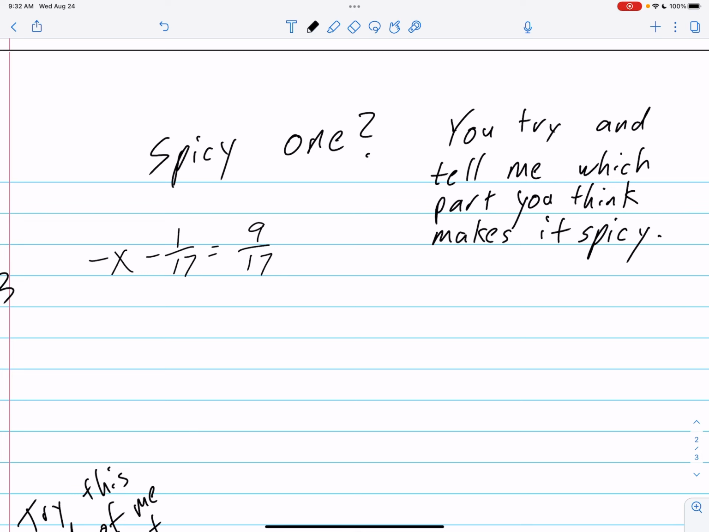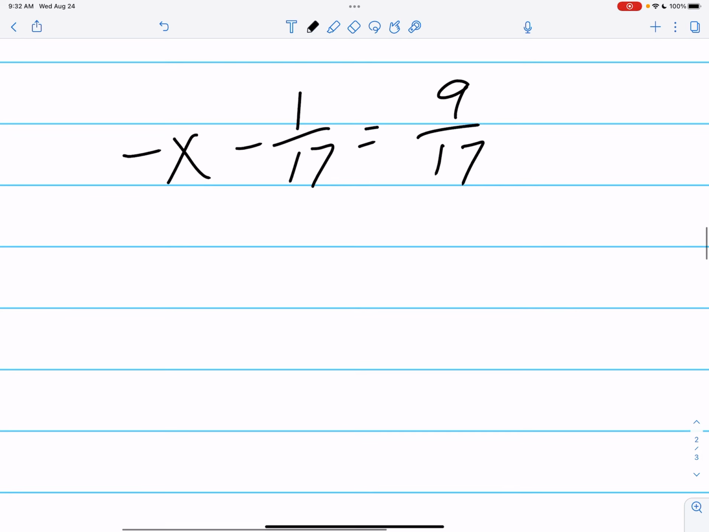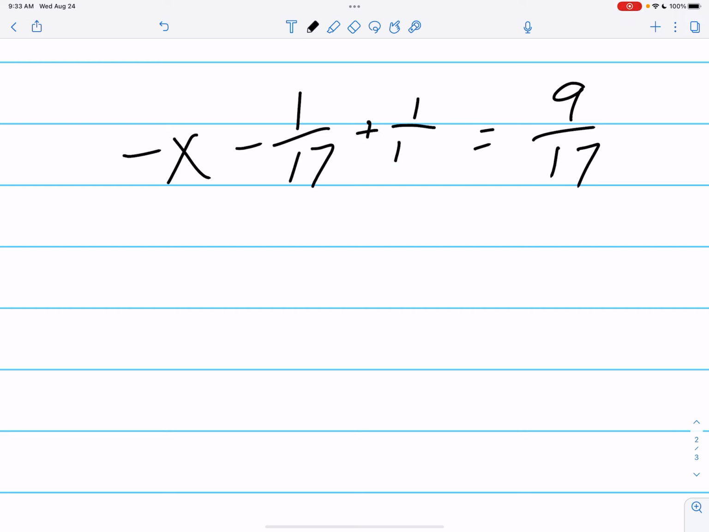Let's try a spicy one. Not super spicy, but it's got a couple of mistakes students make. One of the biggest things that students have an issue with is they see a fraction and they shut down. Well, me, I don't. I look at that and I say, well, I have a variable term minus 1/17, which is just a number. So, to get rid of that negative 1/17, I'm going to add 1/17 on both sides.